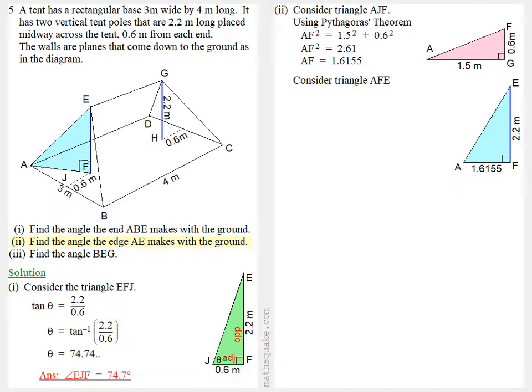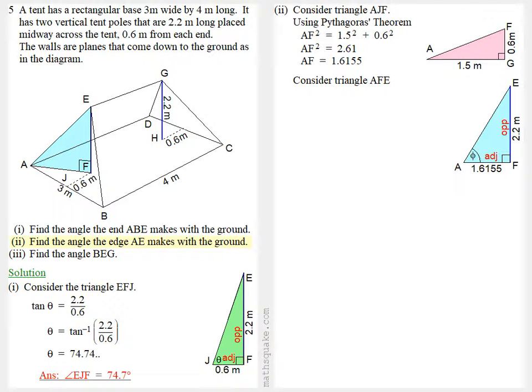Now let's consider the triangle AFE and draw a flat diagram. We see it's a right angle triangle. We want the angle phi, that's the angle the edge makes with the ground, and the side 2.2 metres is opposite phi. The side 1.6155 is the adjacent side, adjacent to phi.